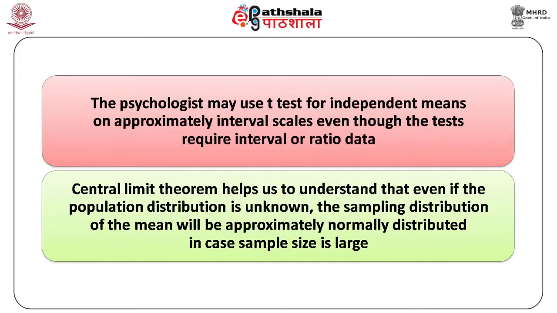The psychologist may use t-test for independent means on approximately interval scales, even though the tests require interval or ratio data. Central limit theorem helps us to understand that even if the population distribution is unknown, the sampling distribution of the mean will be approximately normally distributed in case sample size is large.